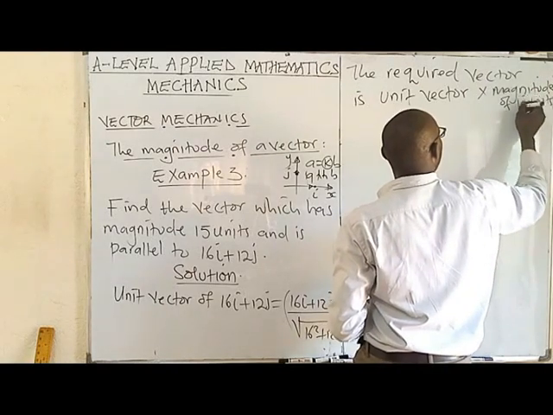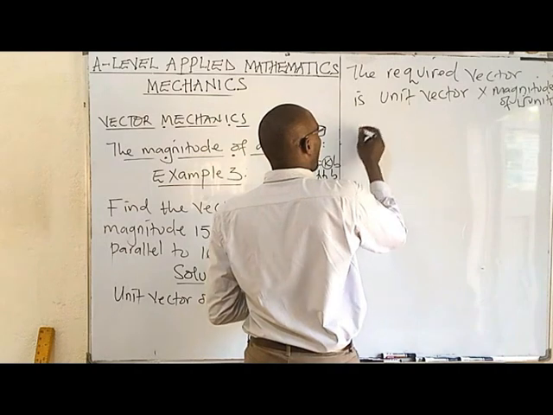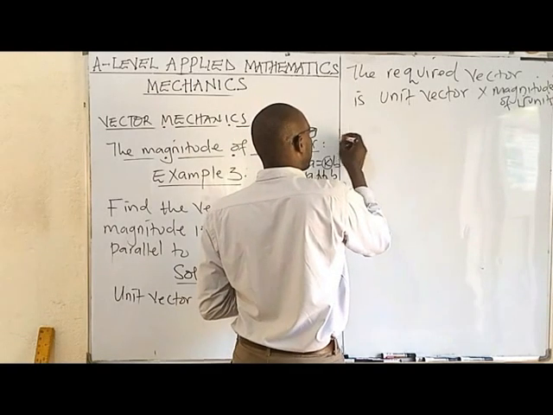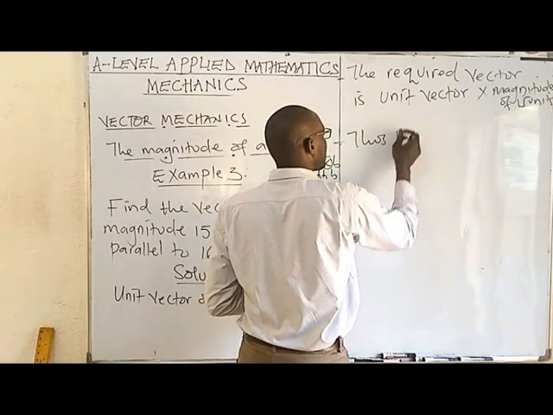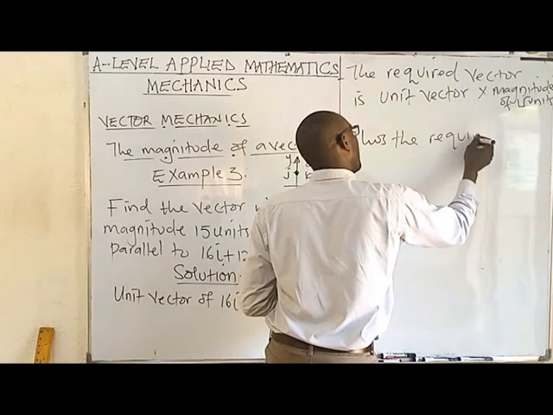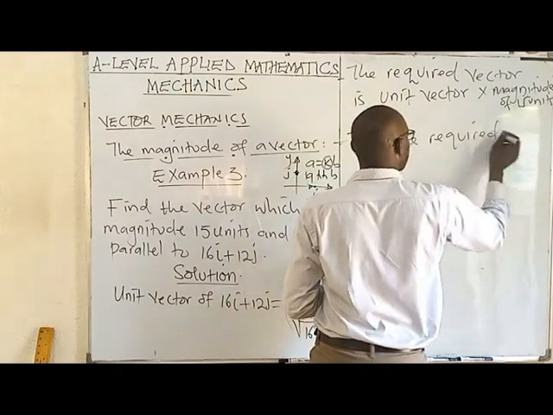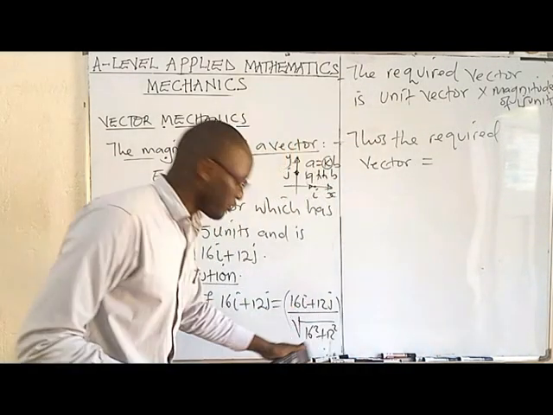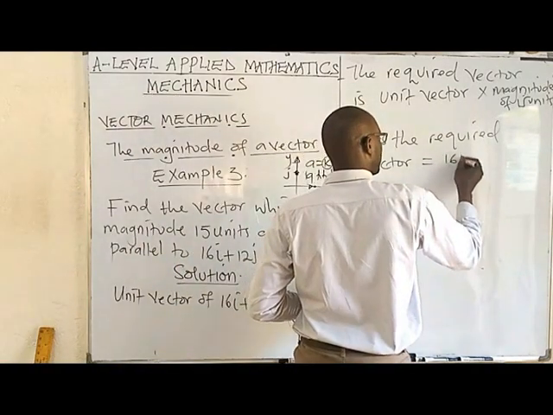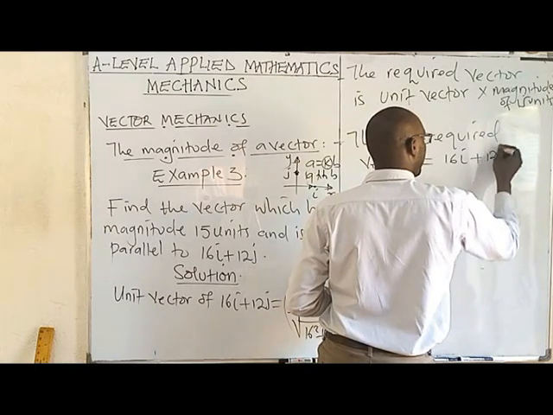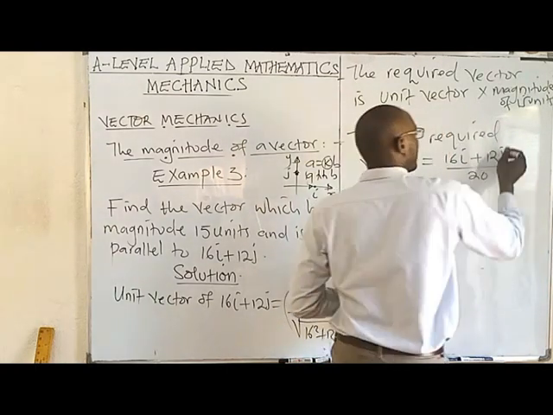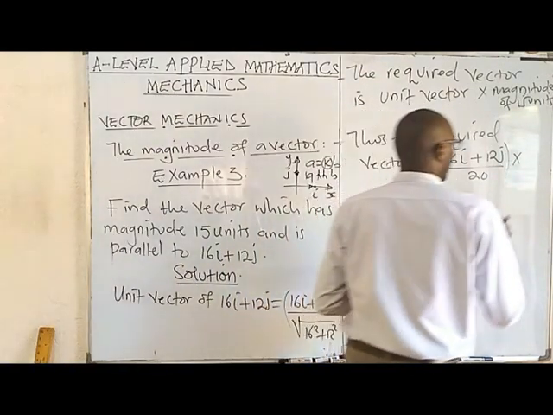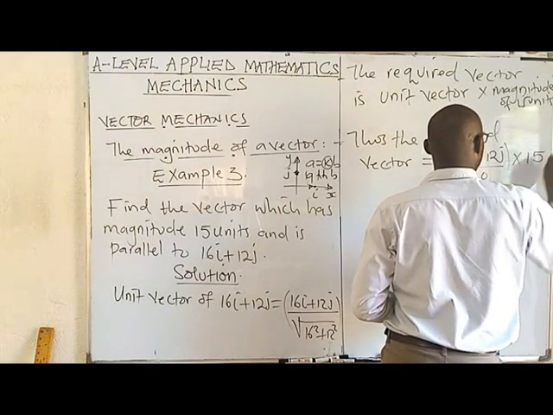Magnitude of 15 units. So this unity vector, or the required vector, is equal to our unity vector, that is 16i plus 12j over 20. The whole of this multiplies through by 15 units, because the parallel vector is of magnitude 15 units.